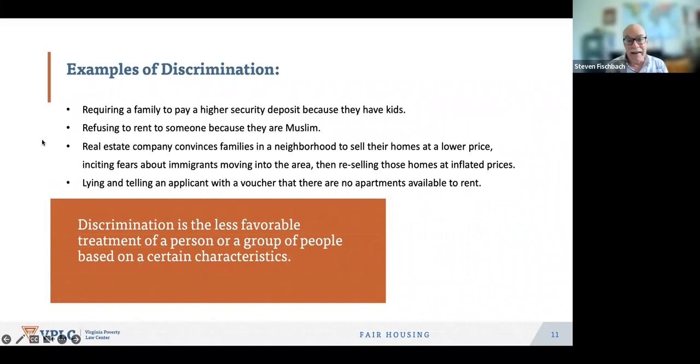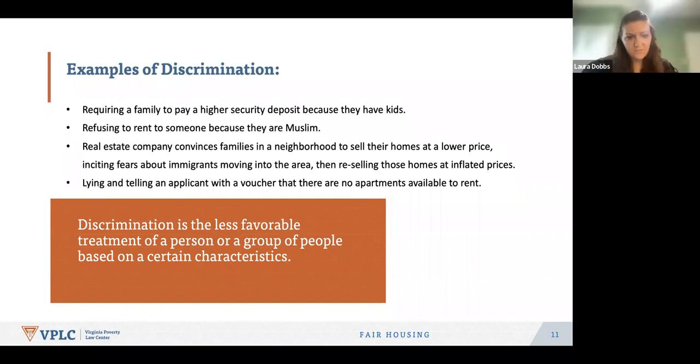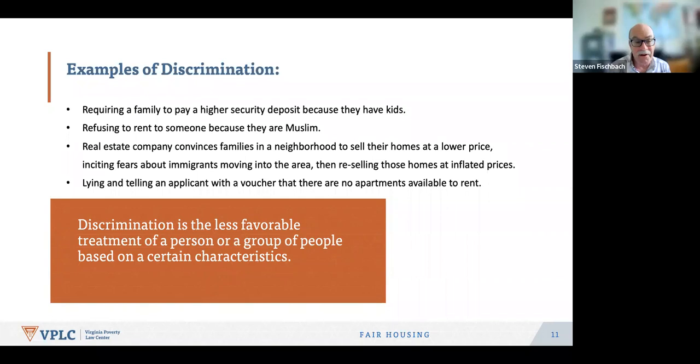So here, again, more specific examples, like requiring a family to pay a higher security deposit because they have children, refusing to rent to someone because they're Muslim, real estate companies trying to convince people to sell their homes at a lower price. Again, this is inciting fears about immigrants moving into the area. This is a form of blockbusting. And lying and telling an applicant with a voucher that there are no apartments available for rent.